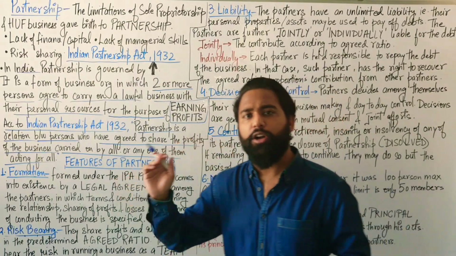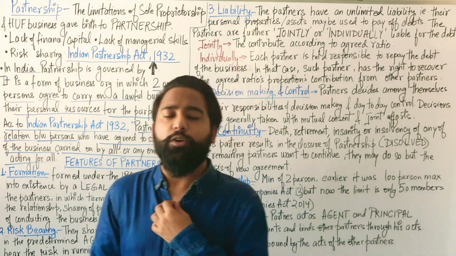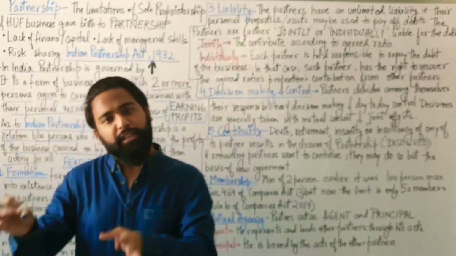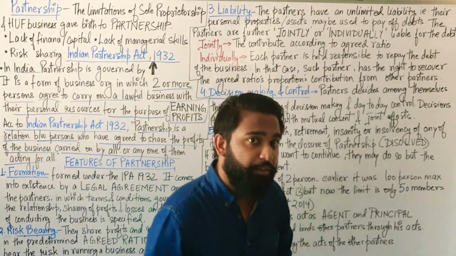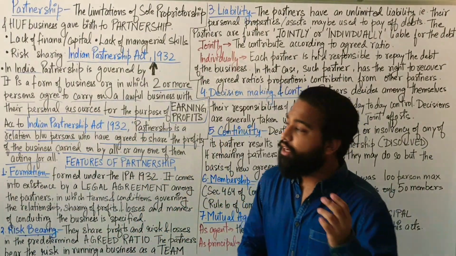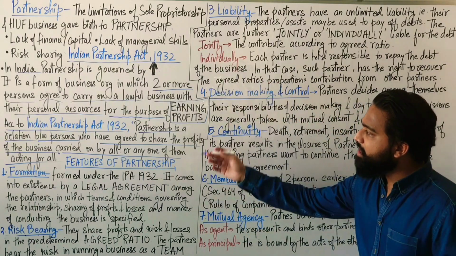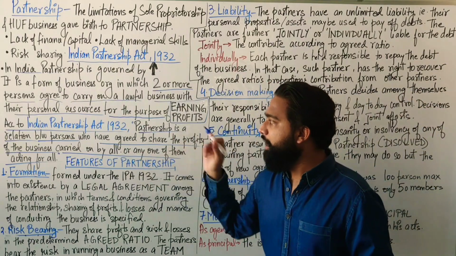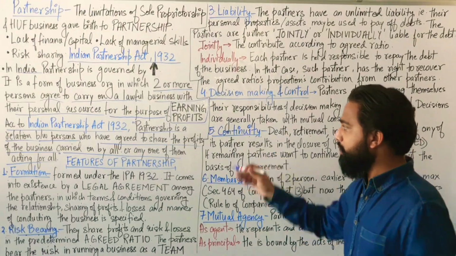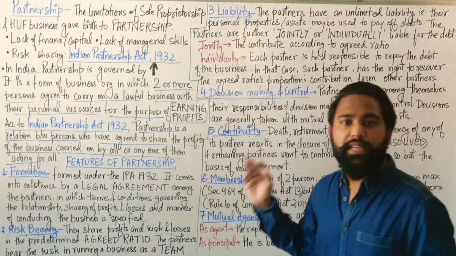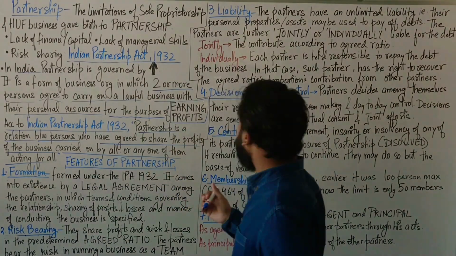Suppose one person is ill. In that case, the other one will run the business, but the profit will still be shared between the two of them. That's the law according to the Indian Partnership Act 1932. That's the partnership. Is that clear, students? Fine.